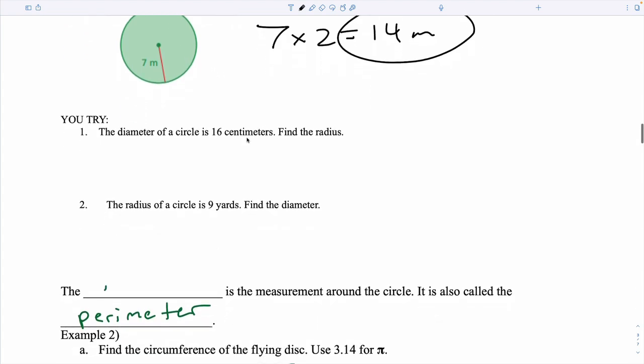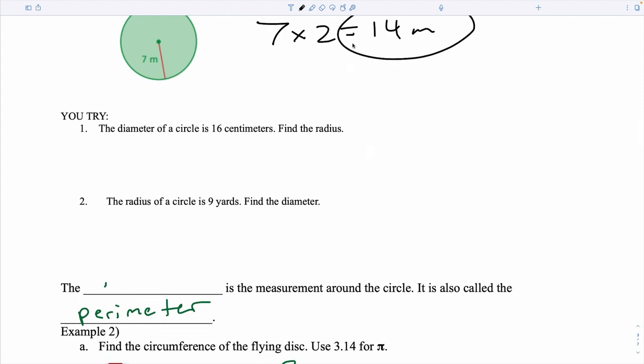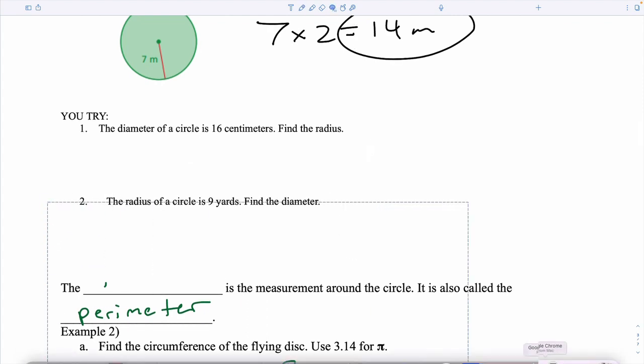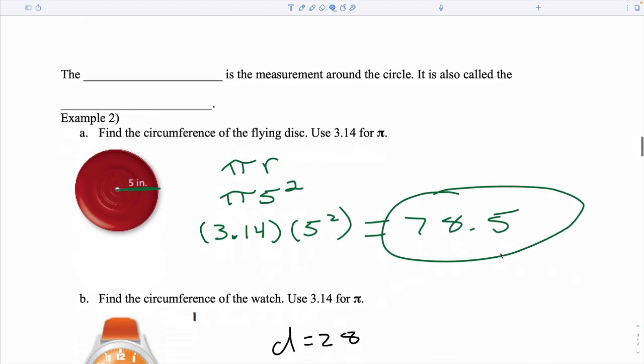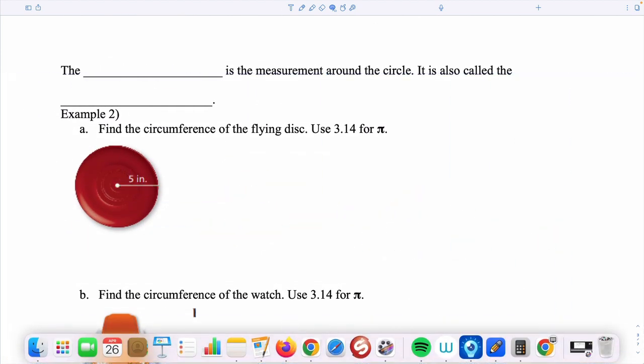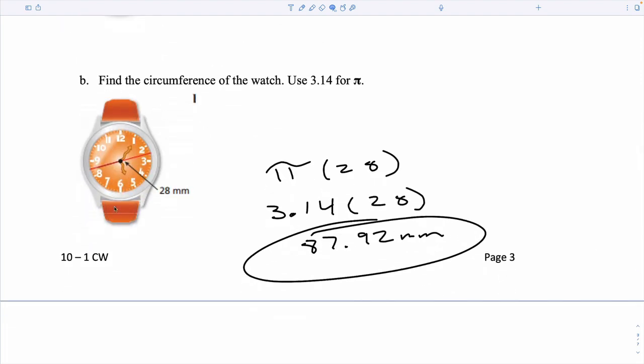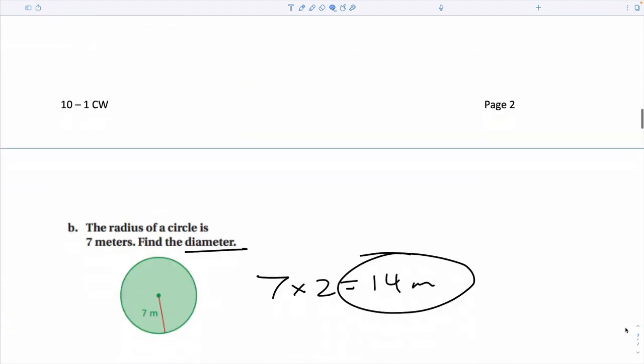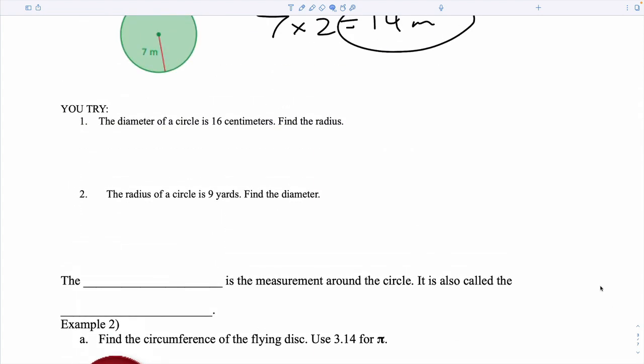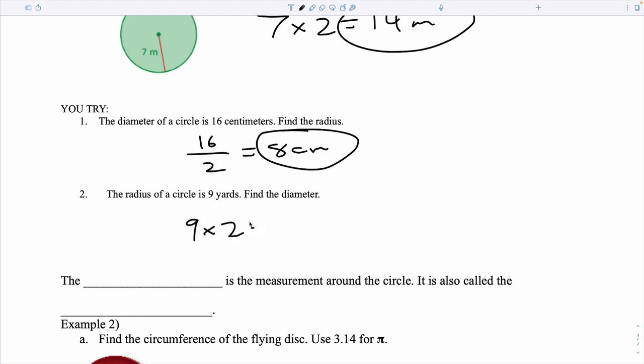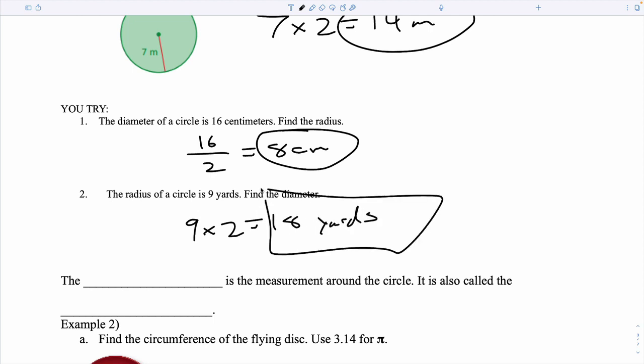Try these two right now. Find the radius if diameter is 16. I'll give you like 20 seconds. Then find the diameter if the radius is 9. Okay. What would the radius be if diameter is 16, Peyton? 16 divided by 2 is 8. 8 cm. What's the diameter if the radius is 9, Milo? Good. Cool.